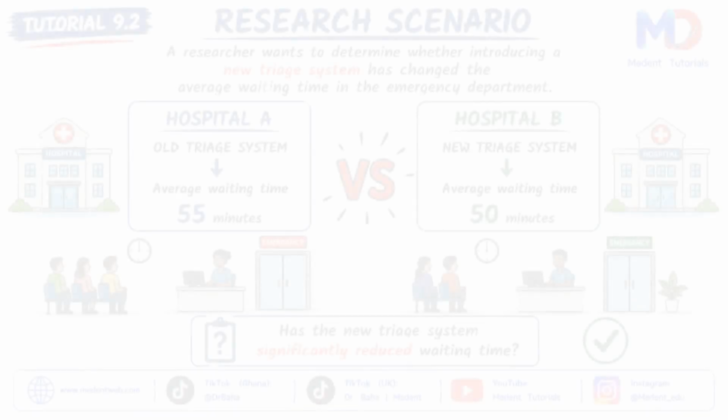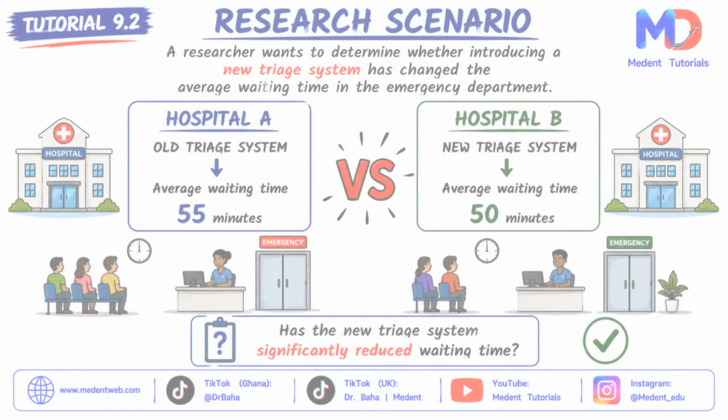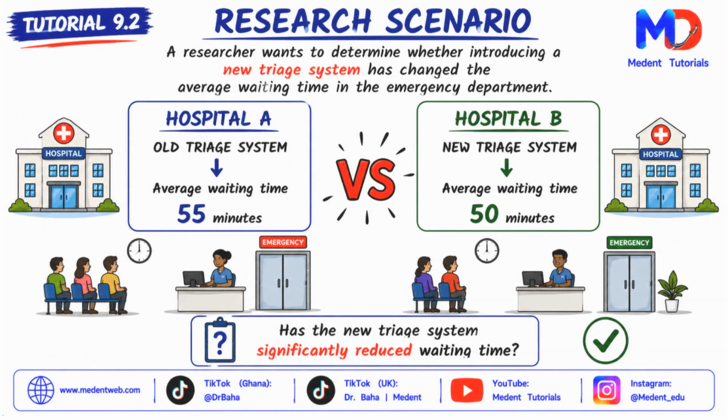Now, a researcher wants to determine whether introducing a new triage system has changed the average waiting time in the emergency department. So we will compare the old and the new systems using a two-sample Z test.